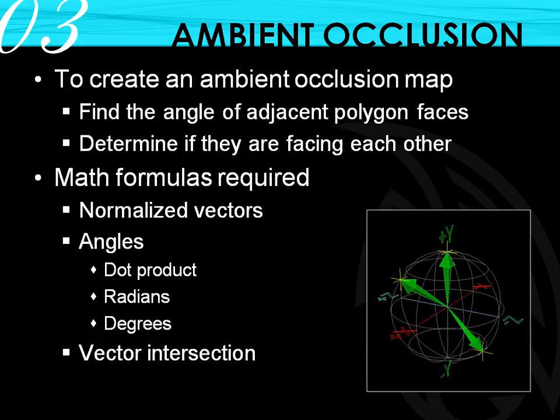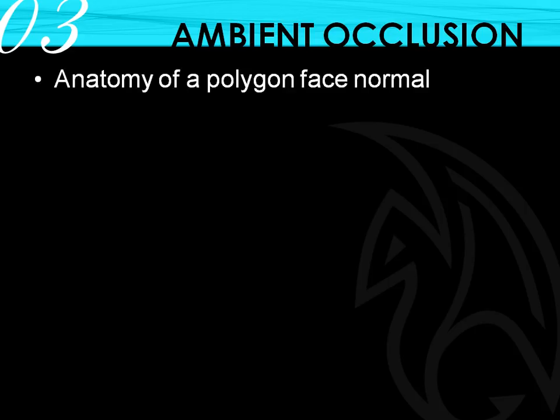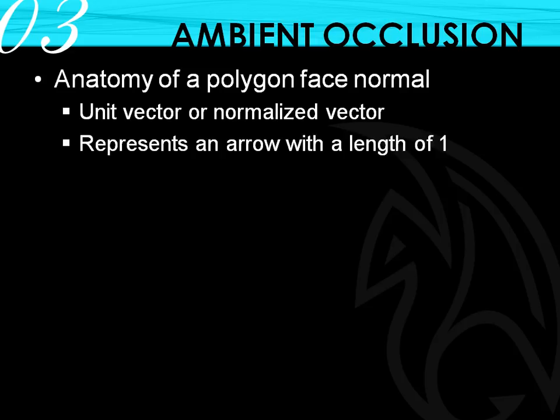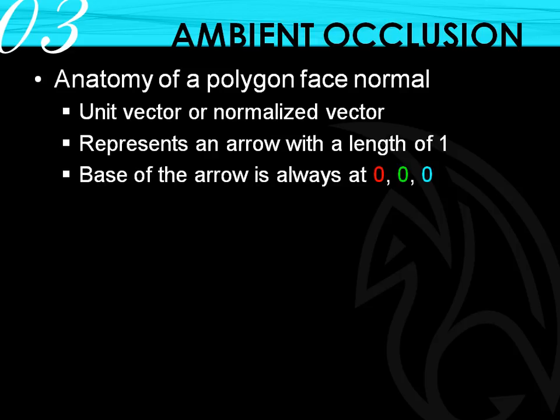So let's just take a quick look here. First of all, the anatomy of a polygon face normal. It is also sometimes known as a unit vector or a normalized vector. A unit means essentially has a length of 1. A normalized vector also means that it's been transformed to have a length of 1. As I said, it represents an arrow with a length of 1.